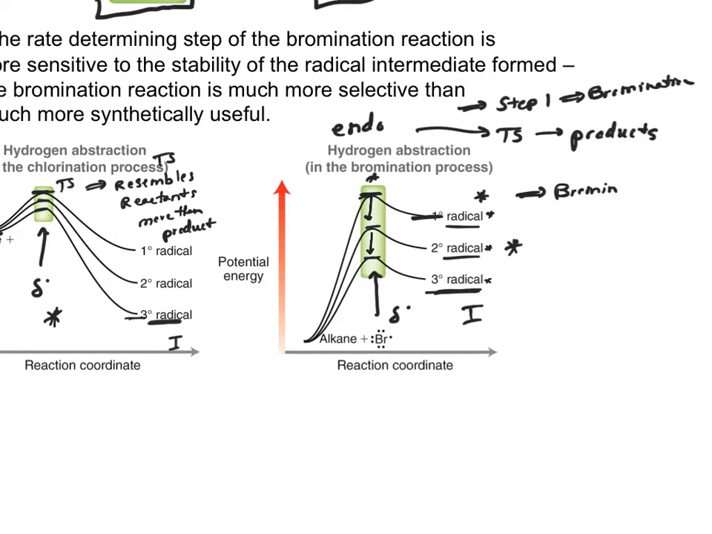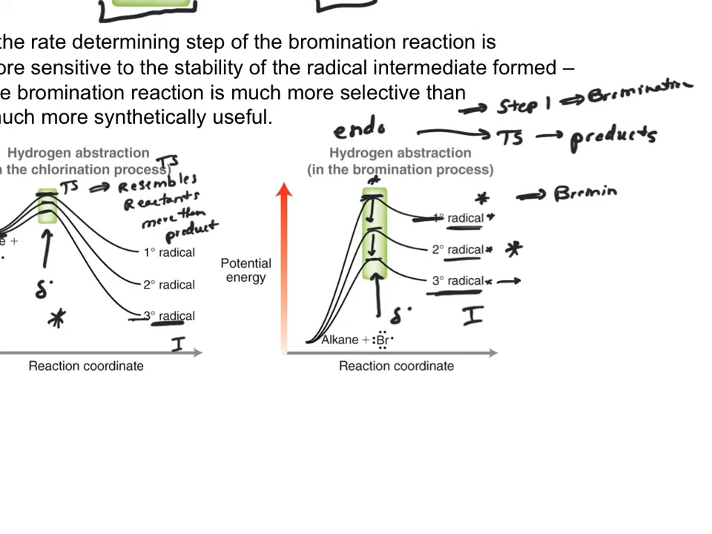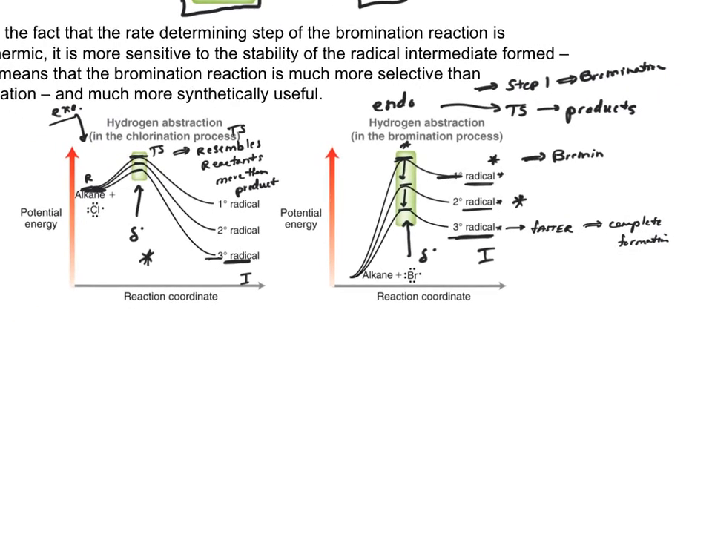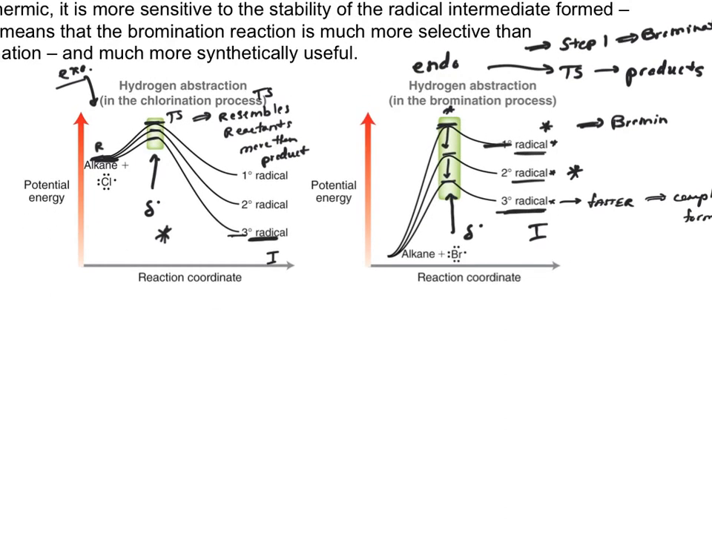So tertiary radicals are going to really dramatically lower the activation energy of that transition state comparatively to primary or secondary radicals. So because of that, these guys are going to be much faster than primary or secondary, and we're going to see essentially complete formation of the more stable radical or the more substituted alkyl halide. So complete formation.